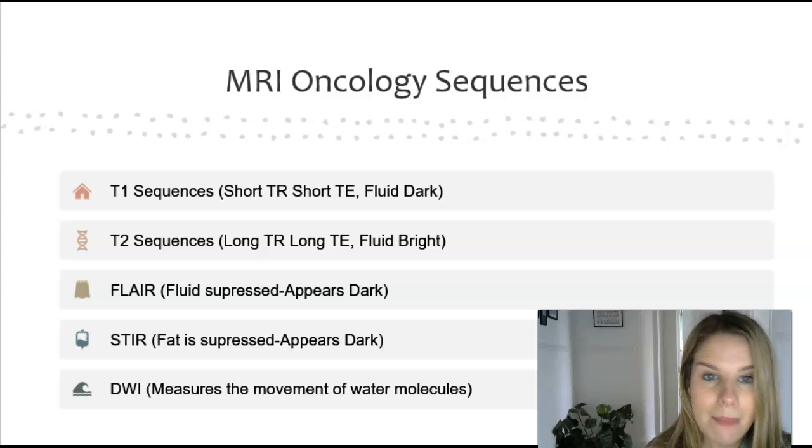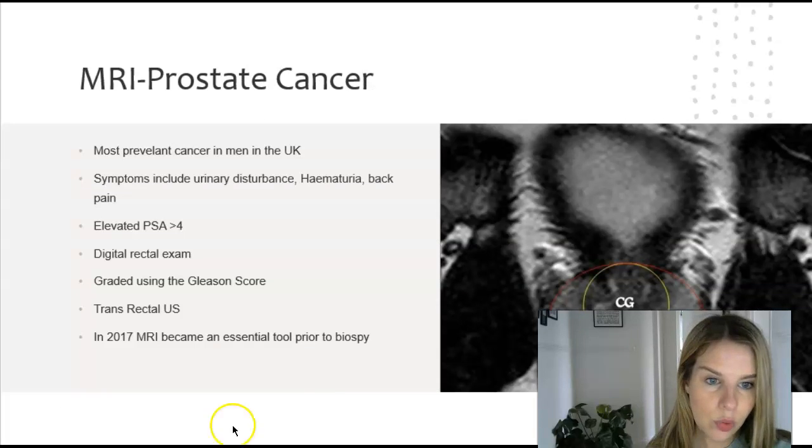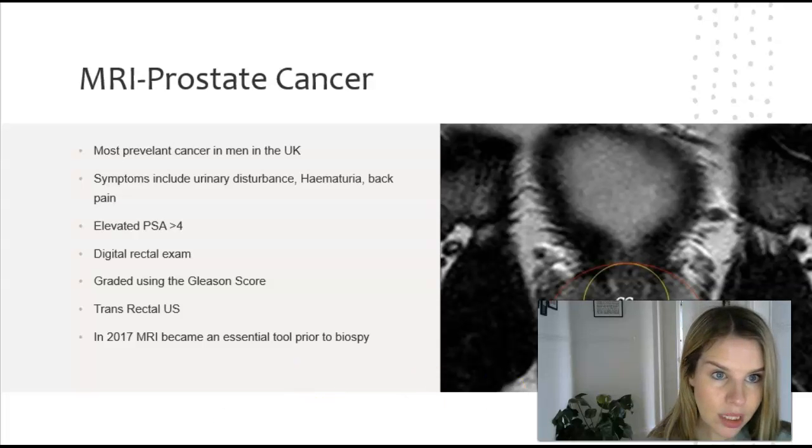There are many other sequences in MRI, but we have to sort of narrow down when we're teaching you about this. So we've identified these 5 sequences as the main ones that are used in oncology imaging. So the first cancer that we're going to look at is prostate cancer.